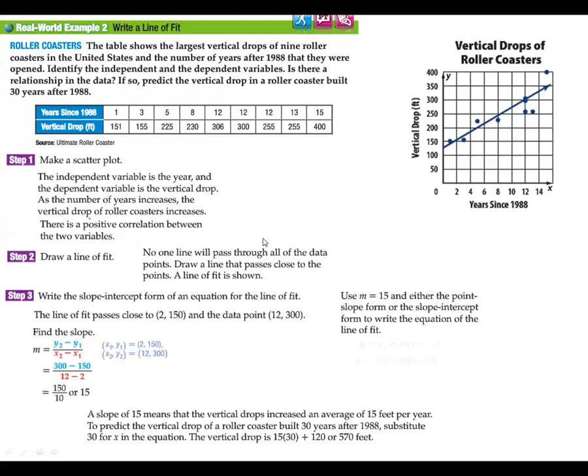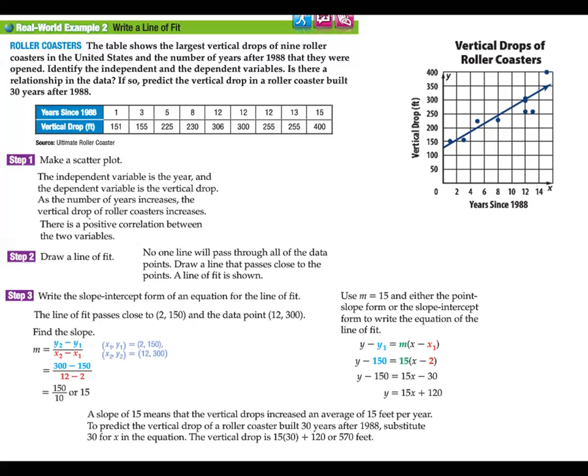So here's what we did. We took the point-slope form and used the point (2, 150) with a slope of 15. Then distributed the 15 and added 150 to get it in slope-intercept form. So a slope of 15 means that the vertical drop increased an average of 15 feet per year. It means each year, in general, the roller coasters got higher by about 15 feet. So to predict the vertical drop in a roller coaster built 30 years after 1988, substitute 30 for x in the equation.